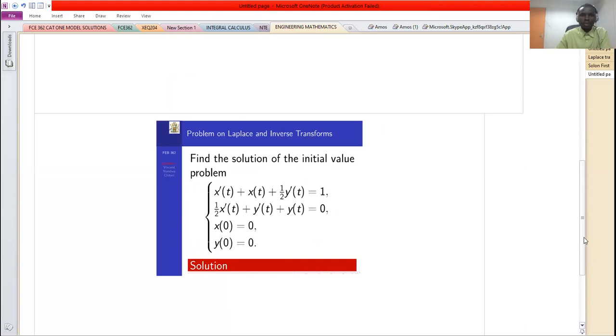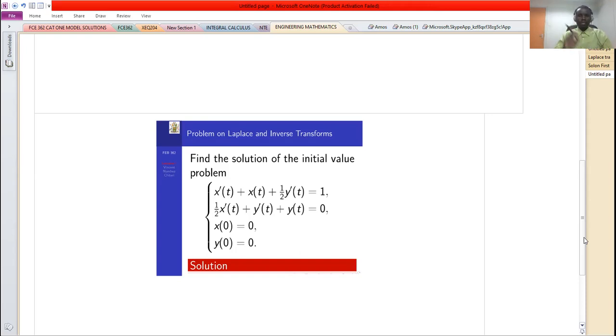x prime plus x plus a half y prime equals 1, and a half x prime plus y prime plus y equals 0, subject to the initial conditions x at 0 is 0 and y at 0 is 0.